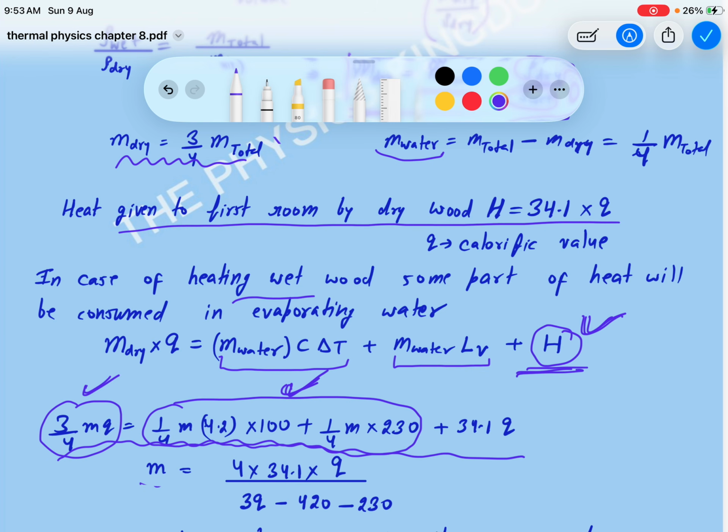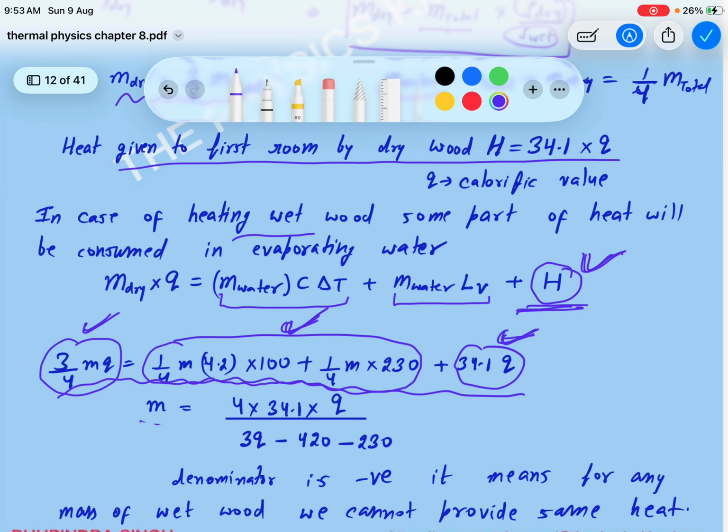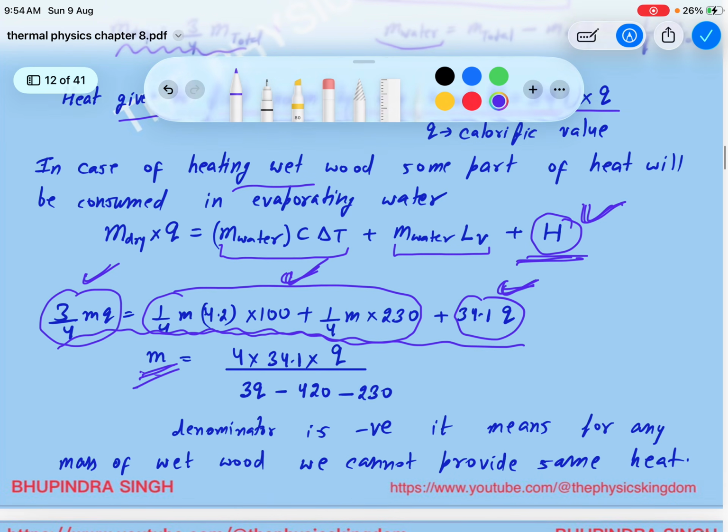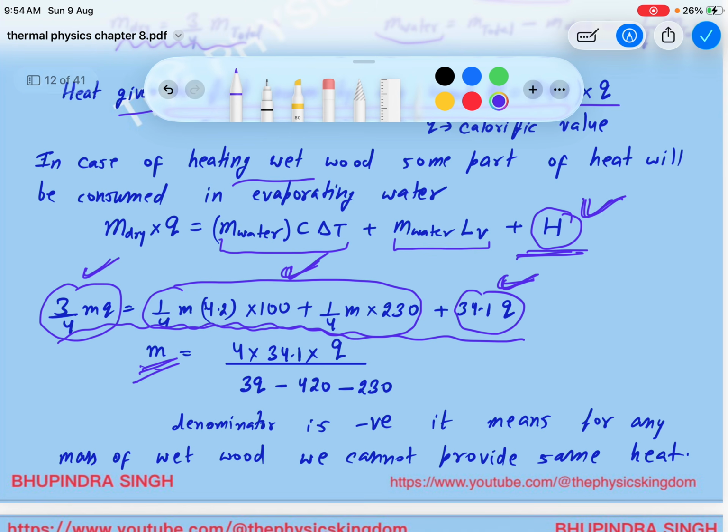So it means whatever mass is there, you cannot supply any amount of heat. So this extra H you cannot get. Or if I am simply solving it, I am getting M negative, right? So that's why according to me this question is not correct. Okay.